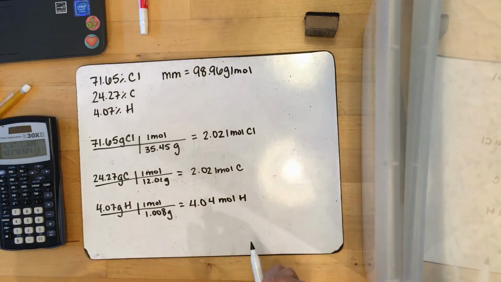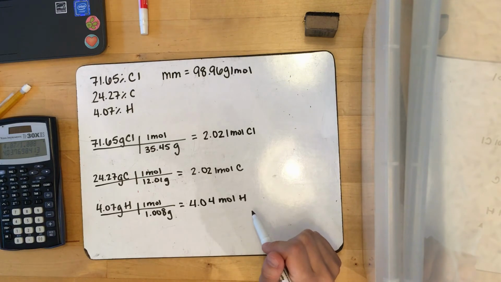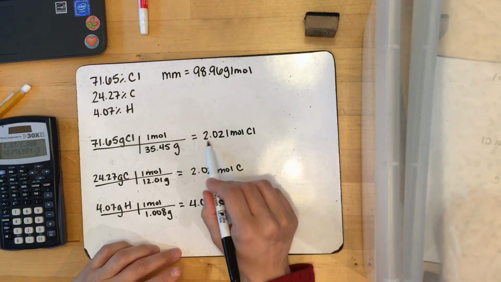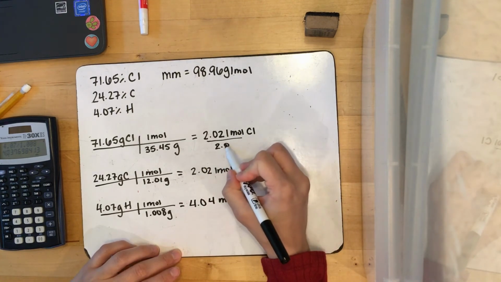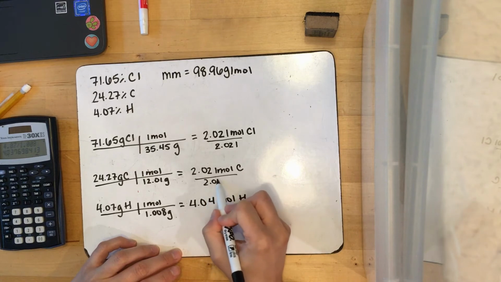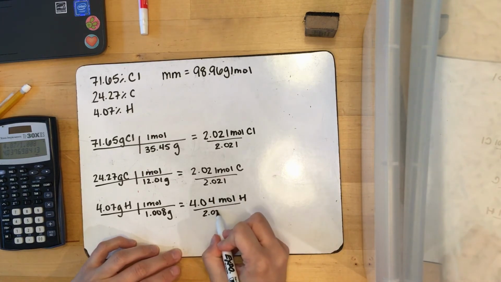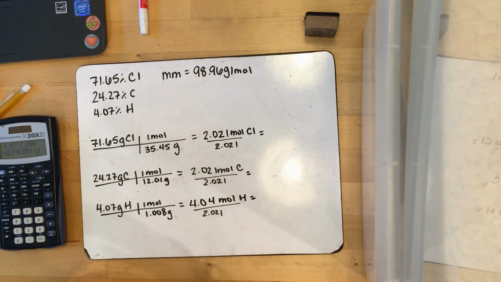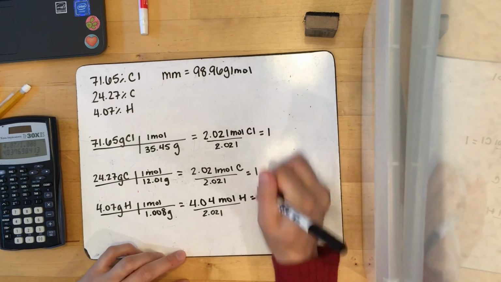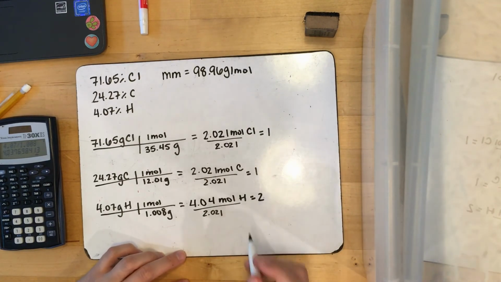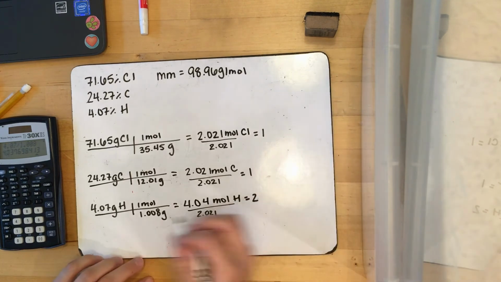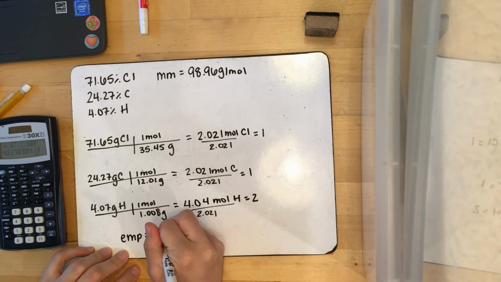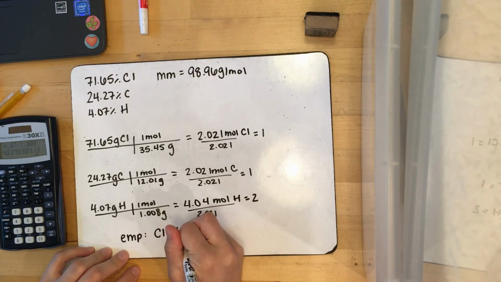Okay, so we wind up with moles for all of our elements, and then we need to divide them all by the smallest. The smallest here is 2.021. So we divide all of these answers by 2.021. And then when we do that, we want to round to the nearest whole number because these answers will become our subscripts. So we just get 1, 1, and 2. And our empirical formula then will be ClCH2.